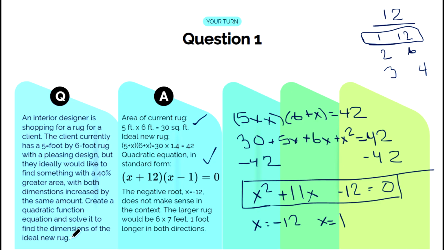The new rug could be negative 12 feet, like x for this formula could be negative 12, or x could be positive 1. Negative 12 doesn't make any sense because you can't have a negative sized rug. Does that make sense? 5 minus 12 is going to give you a negative number. 6 minus 12 is going to give you a negative number. You can't have a negative rug. So the larger rug would be 5 plus 1, which would be 6, and 6 plus 1, which would be 7. So it would be 6 by 7 feet.